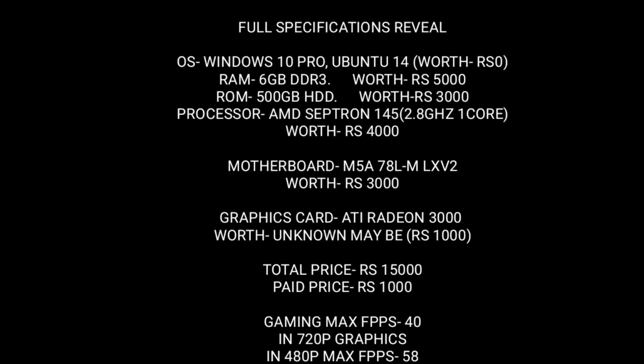Okay guys, that was it. Now let's check the full specification of it. You can see this is the reveal. The OS is Windows 10 Pro with Ubuntu 14. The RAM is 6 GB DDR3, which is worth 5,000 rupees. It has a 500 GB HDD, which is worth 3,000 rupees, and an AMD Celeron 145 2.8 GHz single-core processor, which is worth 4,000 rupees.